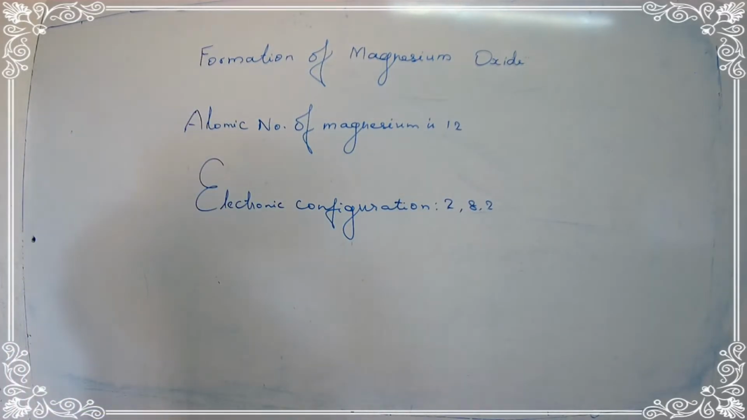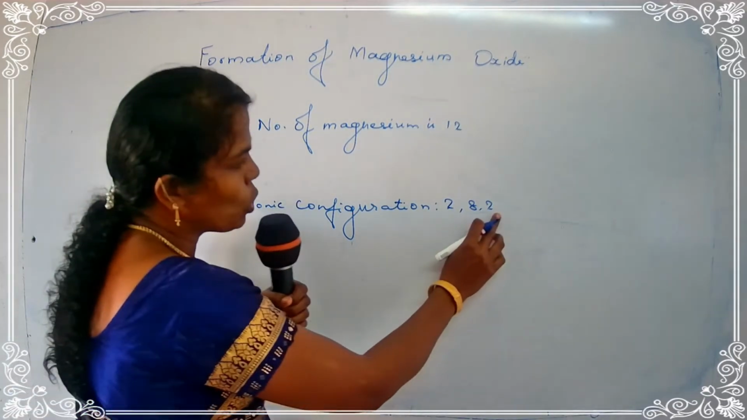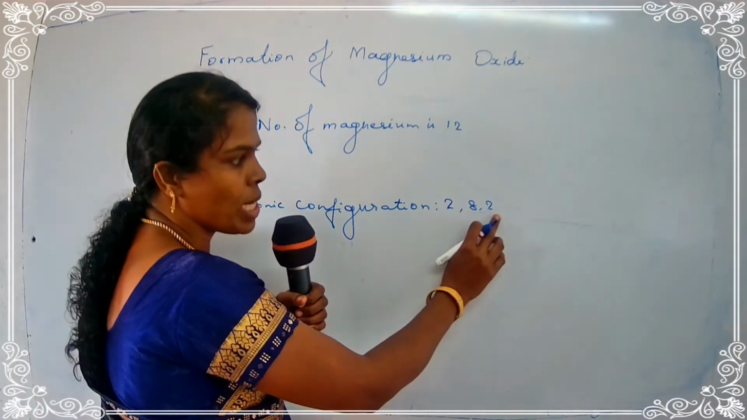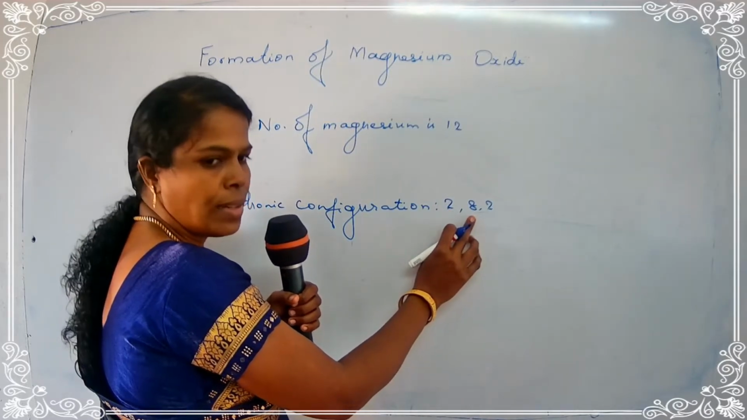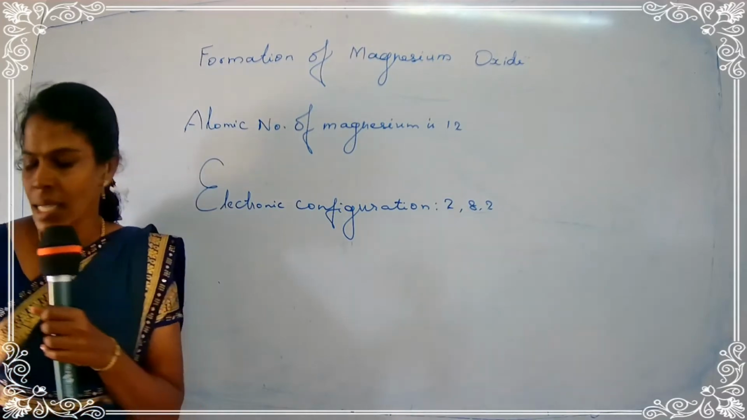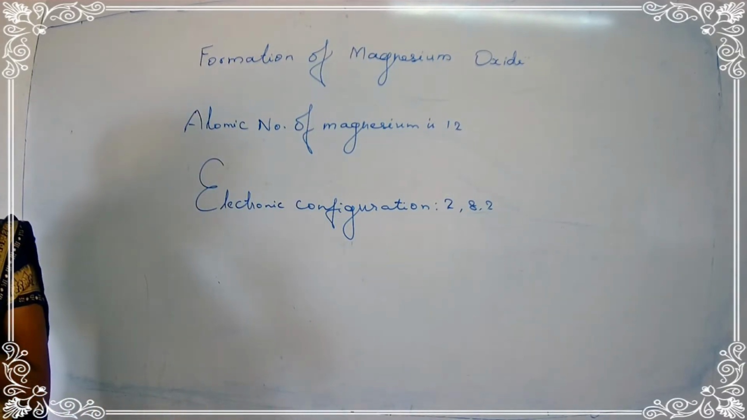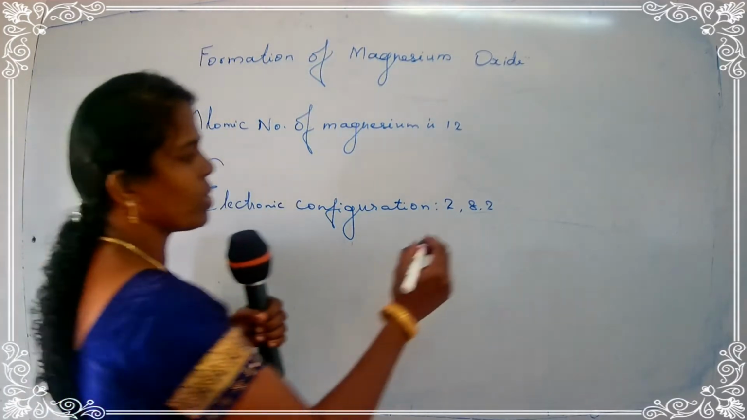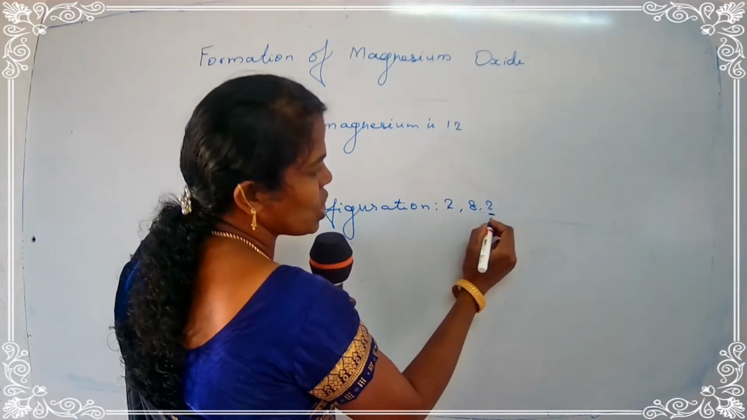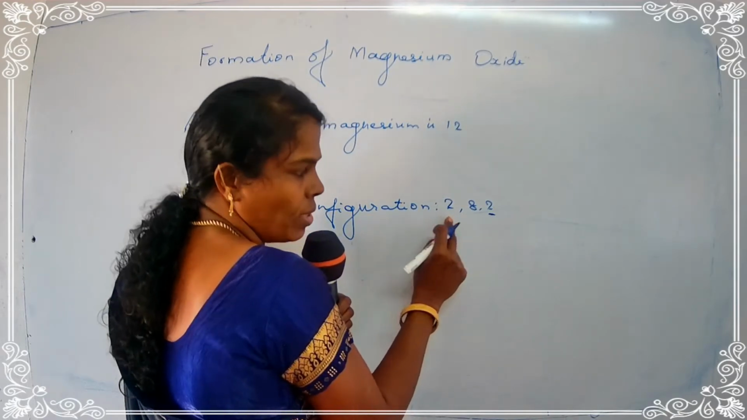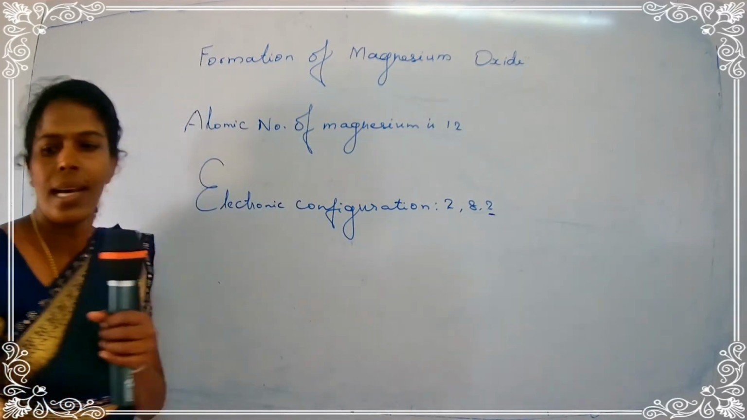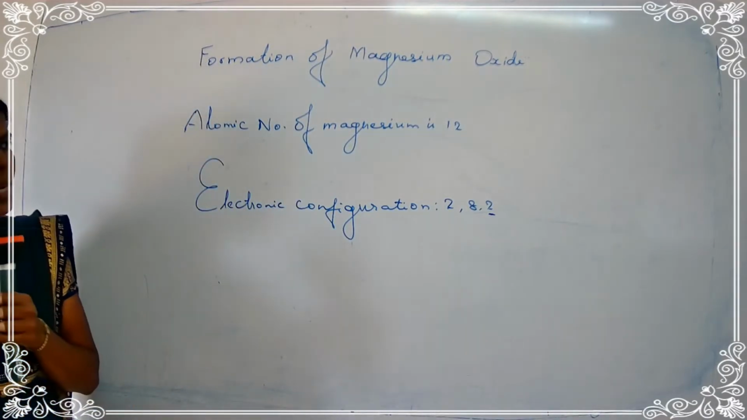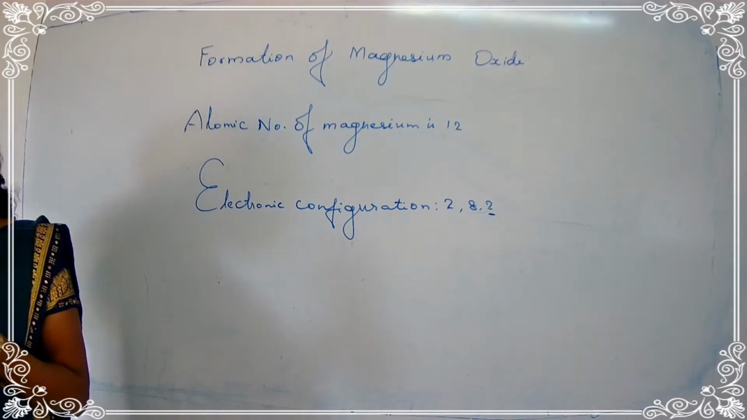Yes? Now, listen, children. This is the outermost shell, the M shell. This is the first shell, this is the second shell, this is the third shell. So the third is the outermost shell. How many electrons are there in that outermost shell? 2 electrons are in the outermost shell.